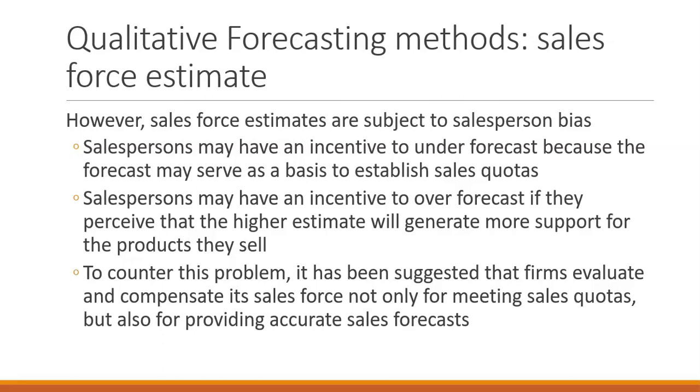So in order to counter this problem, some firms evaluate and compensate their sales force not only for meeting their quotas, but also providing accurate sales forecasts. So did you give us a good sales forecast or was it really off? And did we determine that it's off because you're trying to drive your bonus higher?